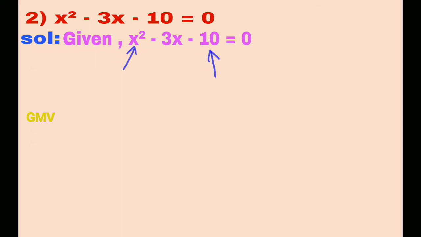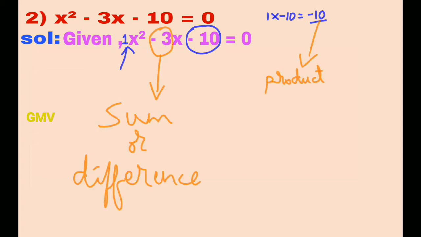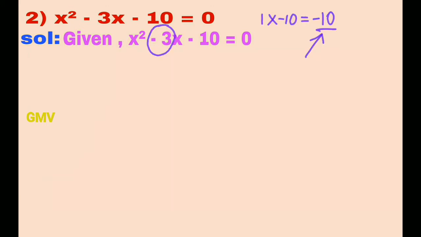Now take the product of the coefficient of x square and the constant term. Here the coefficient of x square is 1 and the constant term is minus 10. So 1 into minus 10 is equal to minus 10. Now we have to choose two numbers such that their product is minus 10 and their difference or sum is minus 3, which means minus 3 is the coefficient of x.